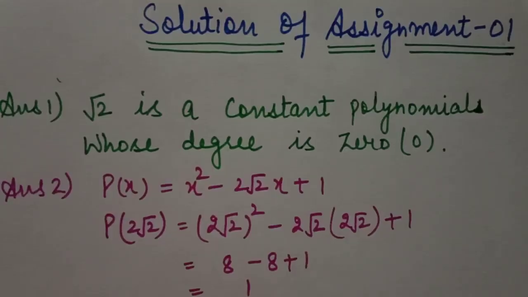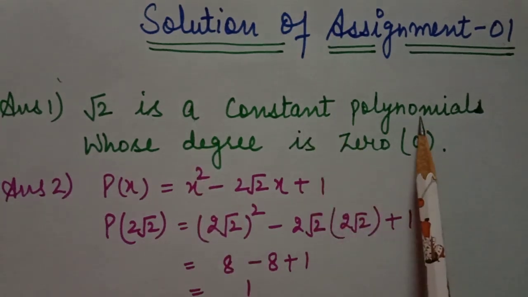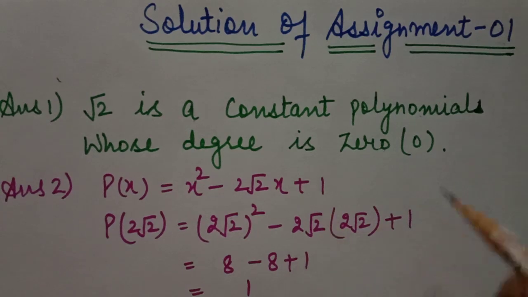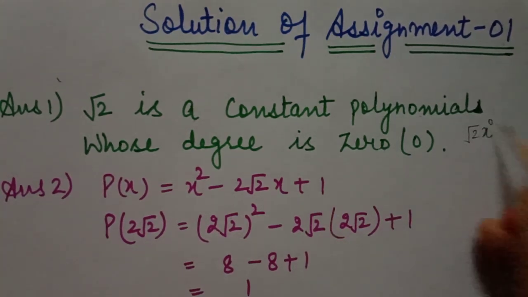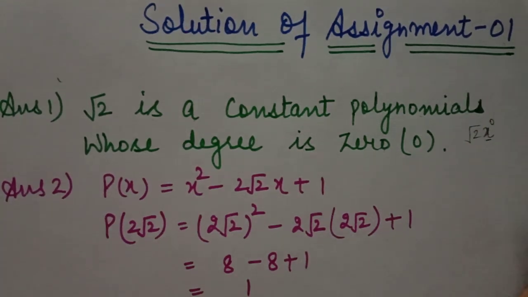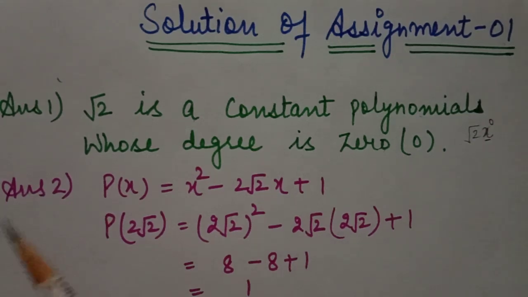First question in your assignment was, root 2 is a polynomial of degree. So we have to find the degree of root 2. It is a multiple choice question. So root 2 is a constant polynomial, definitely, whose degree is 0. How is its degree 0? You know it very well that a constant polynomial means root 2 x raised to the power 0. When we have a constant polynomial, then we have an exponent like this. So the degree of this polynomial is 0.